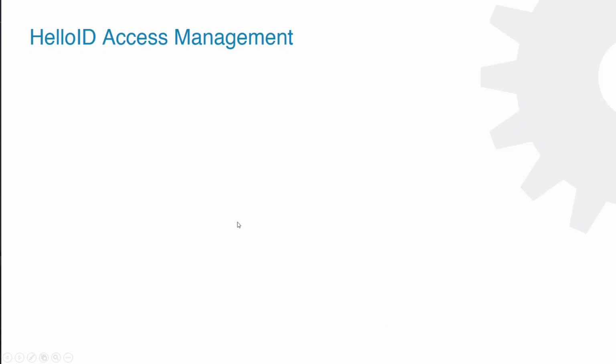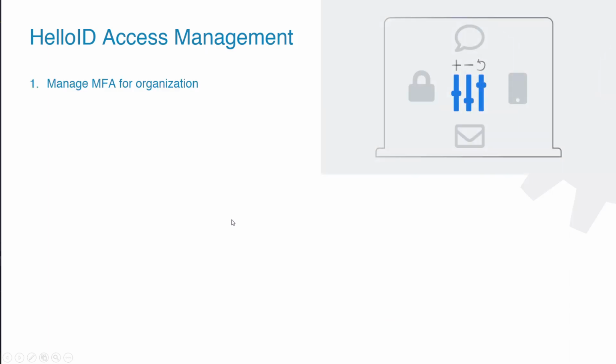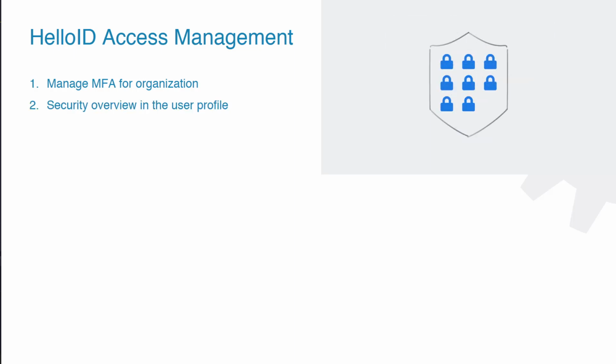Okay, let's go. First, access management, the first module in HelloID. We now have the option to manage which multi-factors can be used in the MFA flow, where the end user can make a choice. It's on an organization level, so not per access policy, but you define it for all policies, for the whole portal. I will demo this functionality later on.